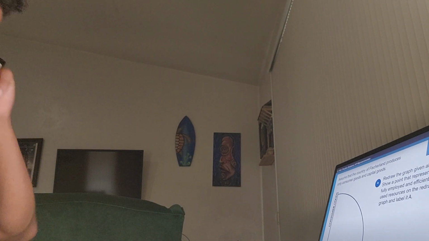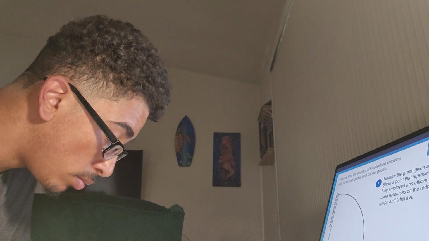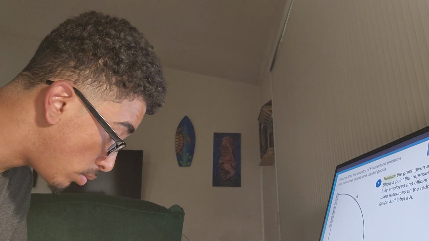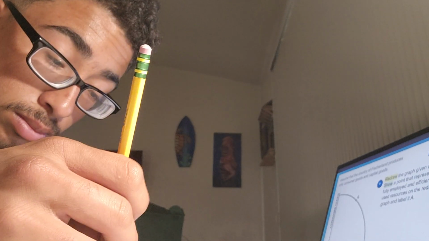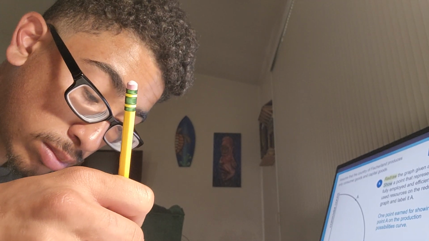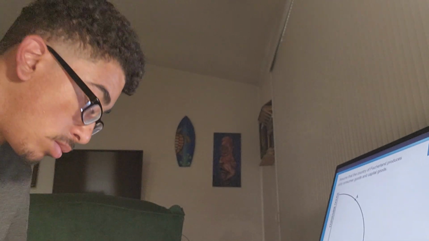Show point A where we have efficient use of resources. It should be obvious. Point A is going to be on the curve. Doesn't matter where on the curve. It could be anywhere on the curve, but it's got to be on the curve. So 1 point earned by simply putting point A on the curve.